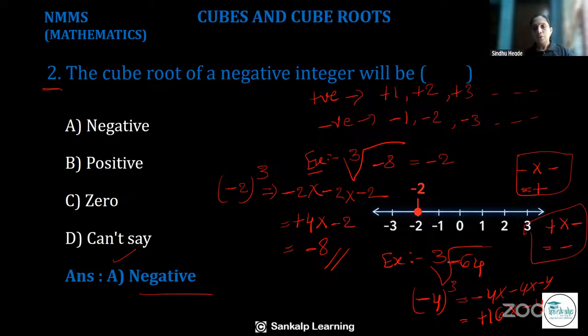That's why we can take any negative integer and find out the cube root of that negative integer. Last, we will get negative only. So, option A is the correct answer.